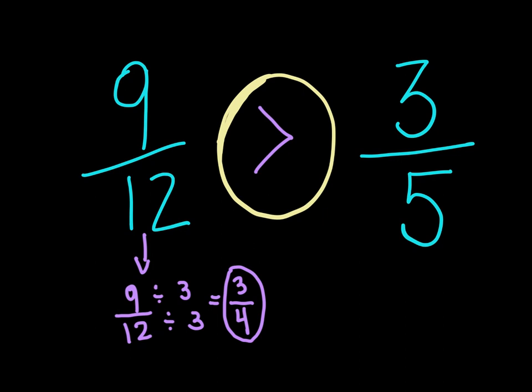And in this problem, we used 2 methods. We used benchmarks of showing 0 and a half and a 1, and then we also used division to find that common numerator.